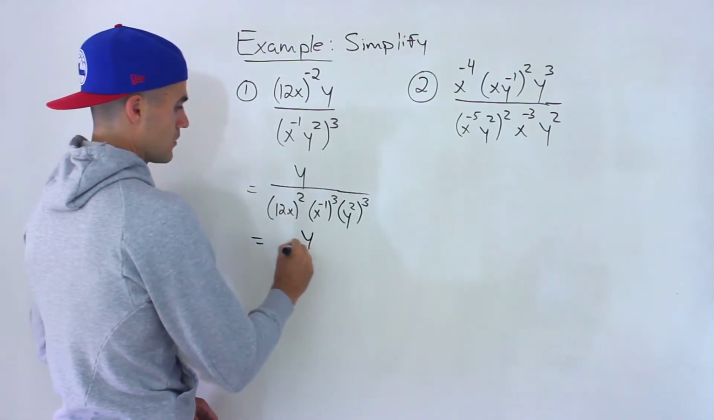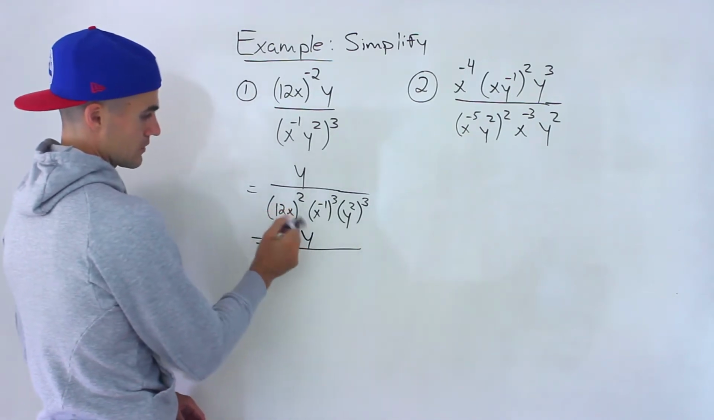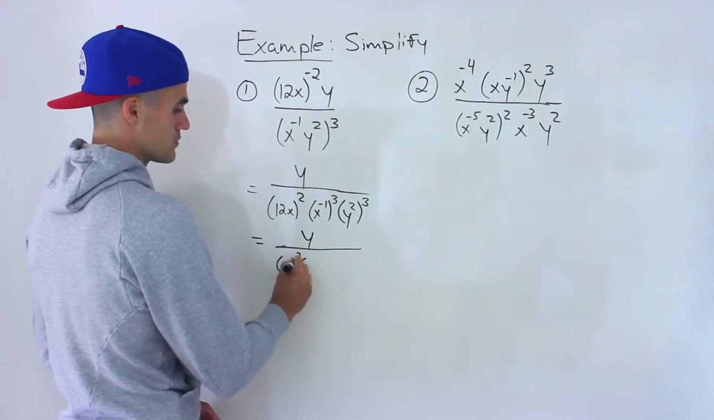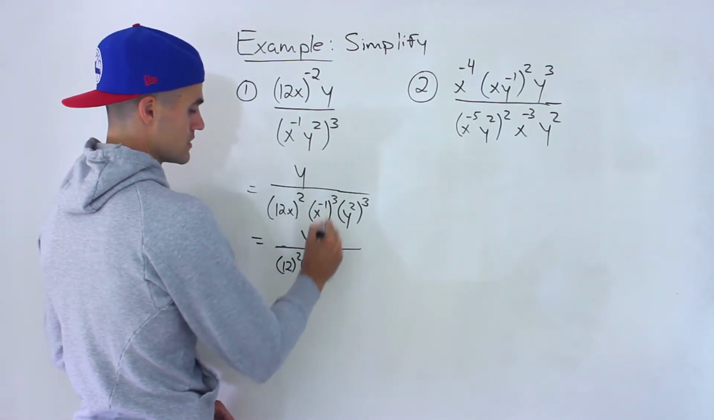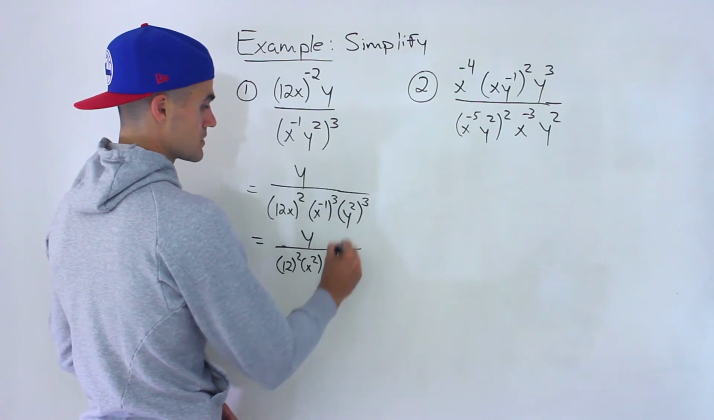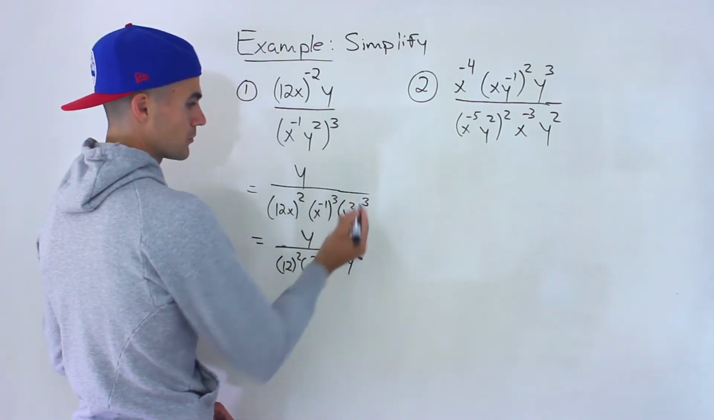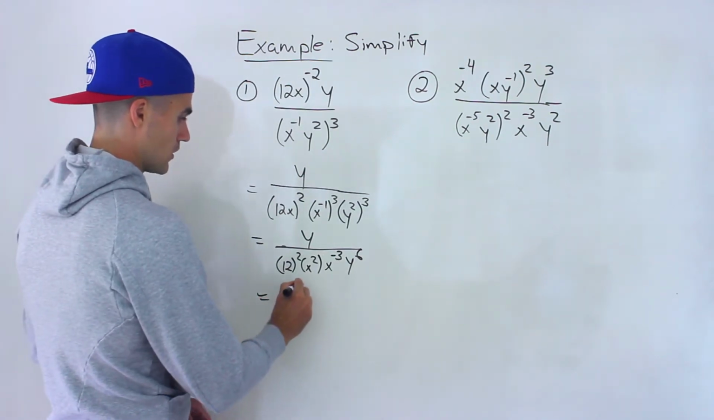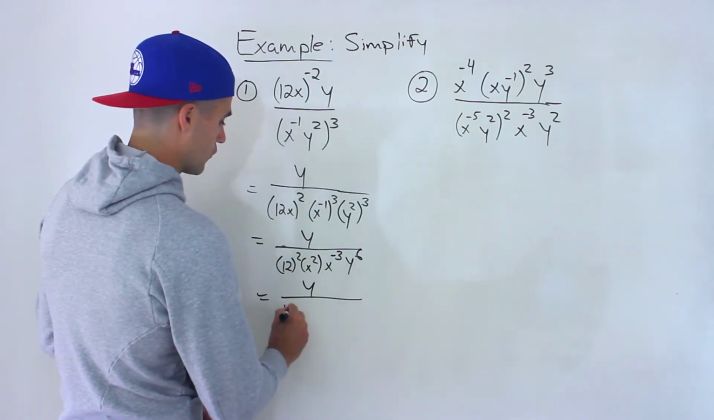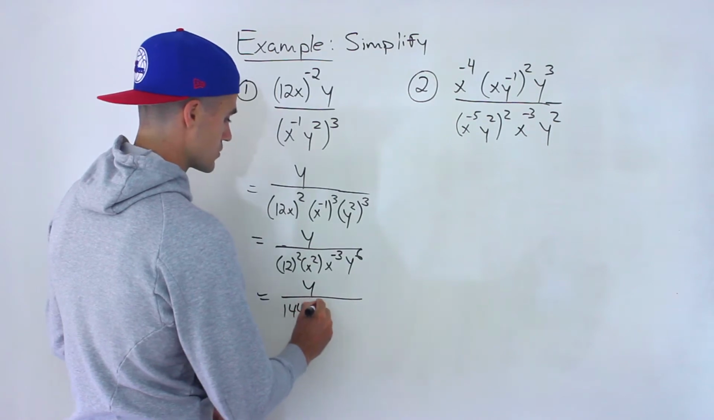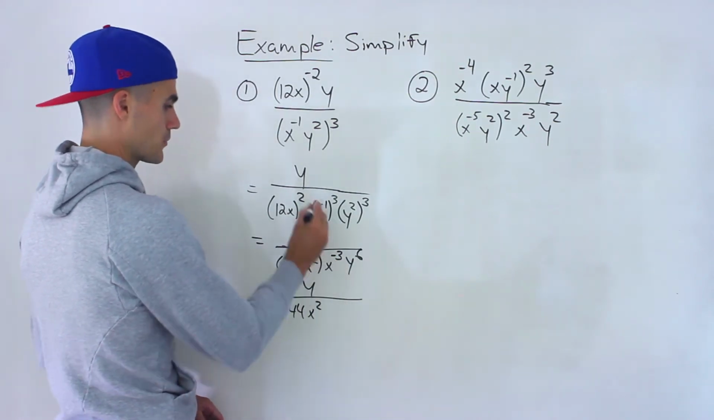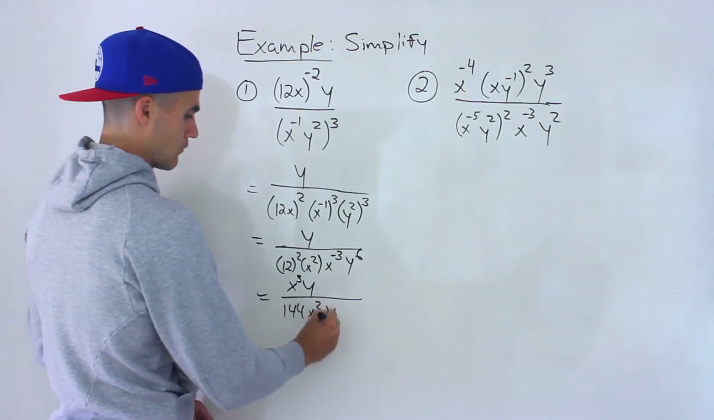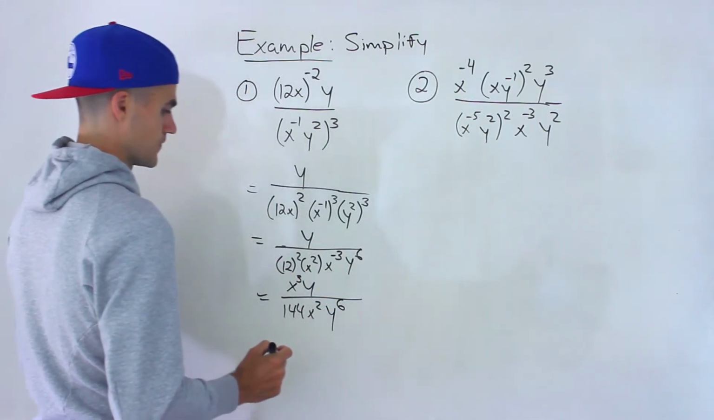And then from here, we'll have y over, same thing, I'm going to distribute this 2 to these two terms. So 12 to the power of 2, x to the power of 2. This here ends up being x to the negative 3. This would be y to the 6. We would multiply those exponents right there. And then from here, we'll have y over 144 x to the 2. Actually, this x to the negative 3 I'm going to bring up, so that will be positive 3, and then we'll have y to the 6.